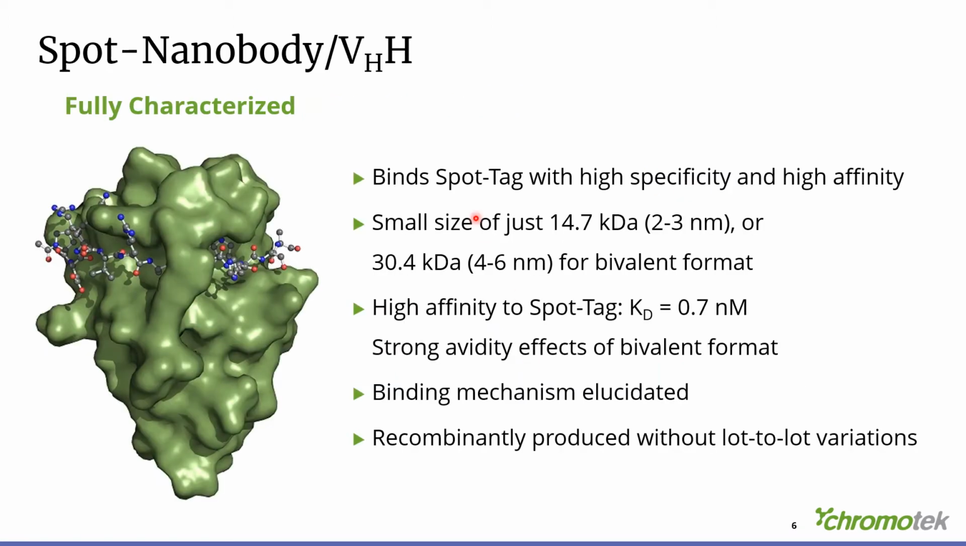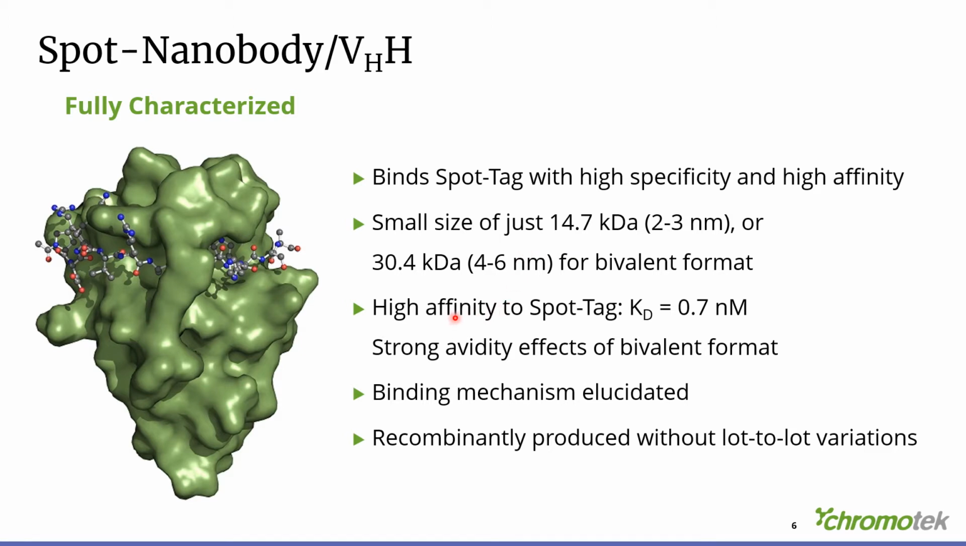The Spot-Nanobody is fully characterized. It binds to the Spot-Tag with a very high specificity and high affinity. The small size of just 14.7 kilodaltons, 2 to 3 nanometers, or in a bivalent format, just a little bit more than 30 kilodaltons or 4 to 6 nanometers in size. If you compare that to a classical IgG antibody, that is about 150, 160 kilodaltons. That is about 10 times larger than the nanobody.